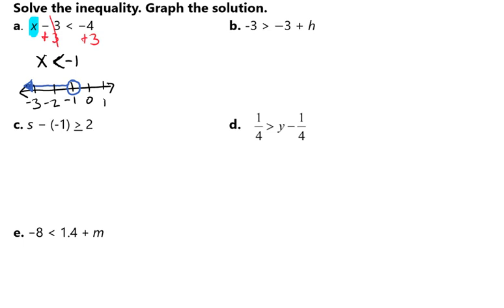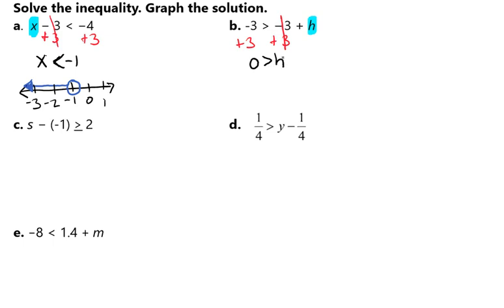Let's try another one. For letter B, we have negative 3 is greater than negative 3 plus h. We're trying to get the h by itself, so we need to get rid of the negative 3. How do you get rid of a negative 3? We're going to add it to both sides. So that gets rid of the negative 3, and then negative 3 plus 3 is 0. So 0 is greater than h.